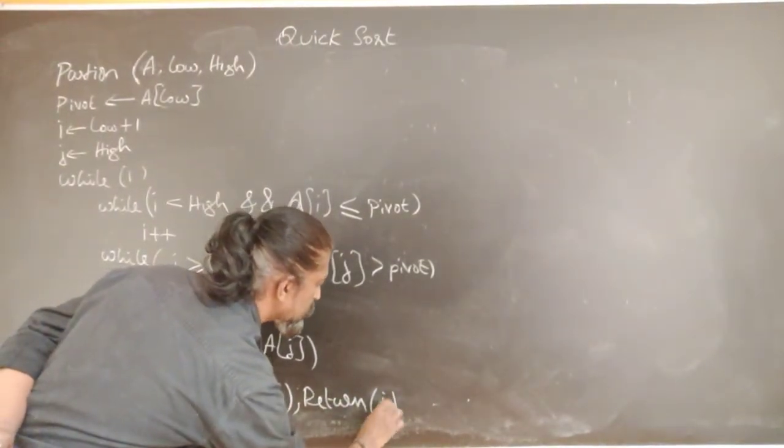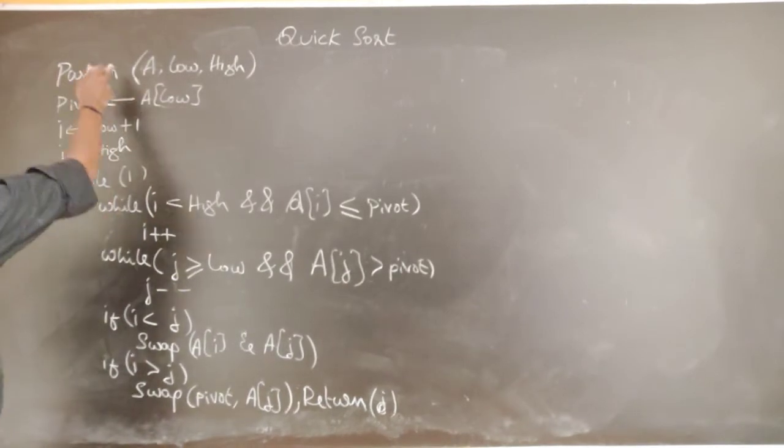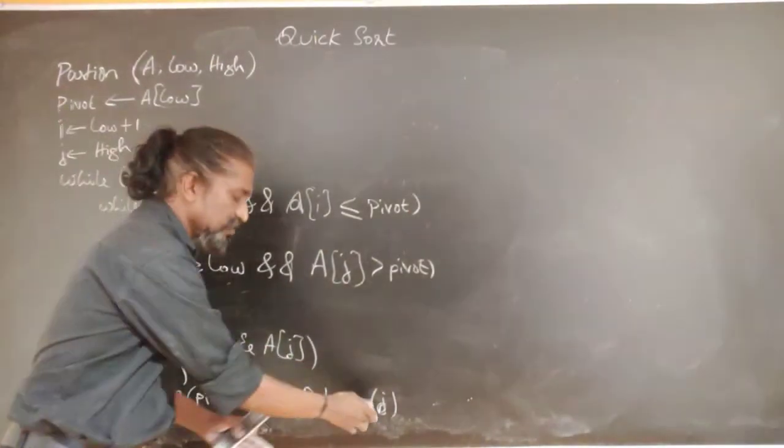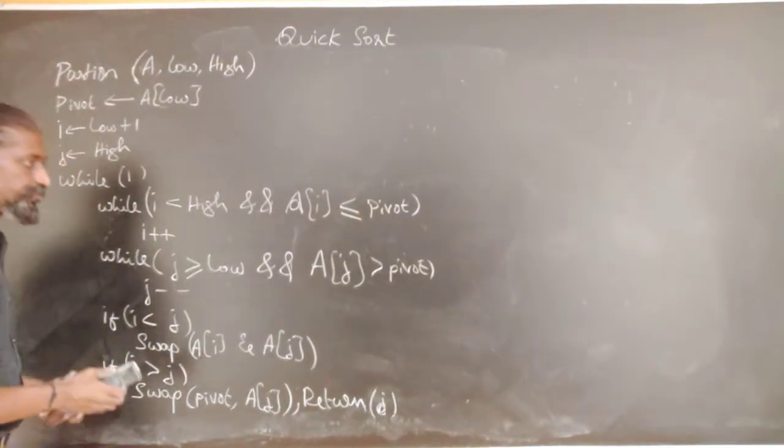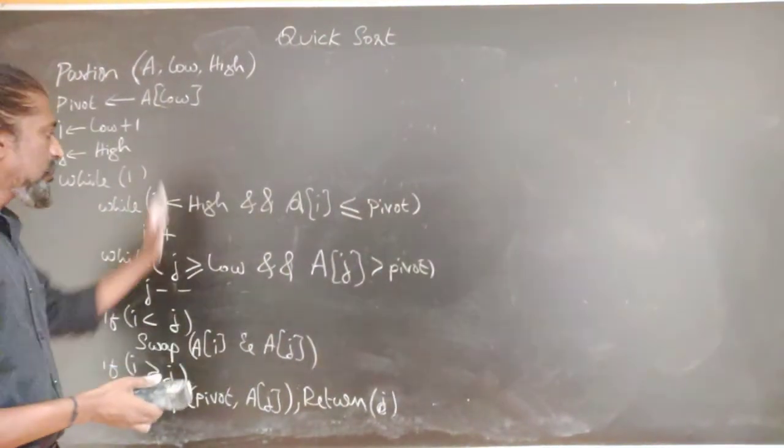So j is the position where the partition has occurred, that will be returned, and with respect to that partition, the left subarray and the right subarray will be recursively sorted. Okay.